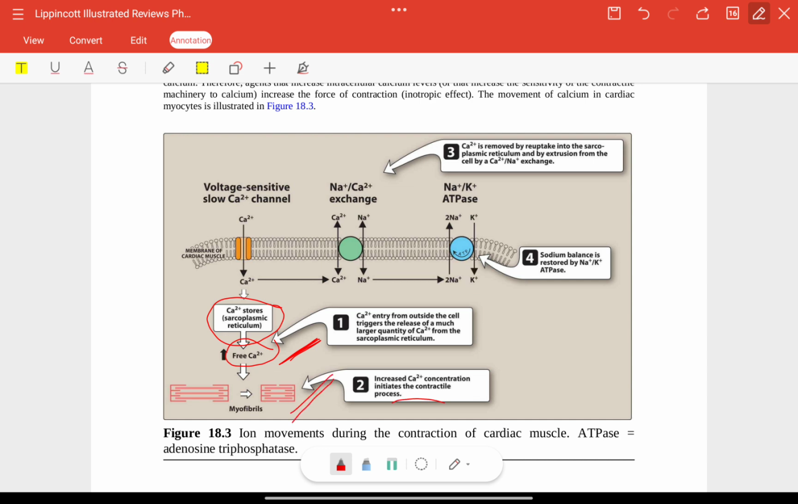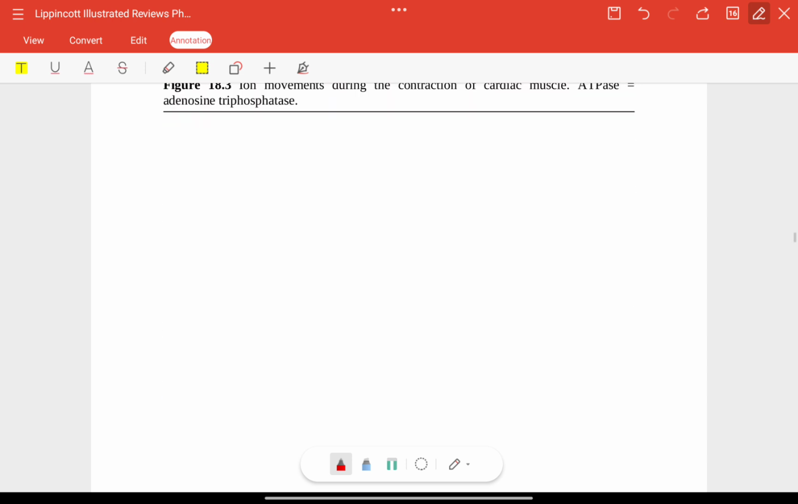Then calcium is removed by reuptake into the sarcoplasmic reticulum and by extrusion from the cell by a calcium sodium exchange. Lastly, sodium balance is restored by the sodium potassium pump. First is the calcium channel, then the sodium calcium exchange, then the sodium potassium ATPase exchange to maintain the balance. So you need calcium to start the contraction.